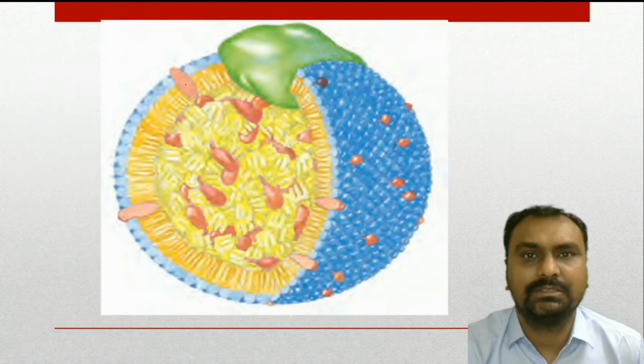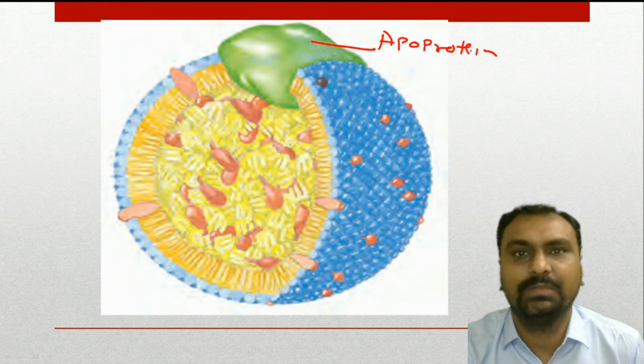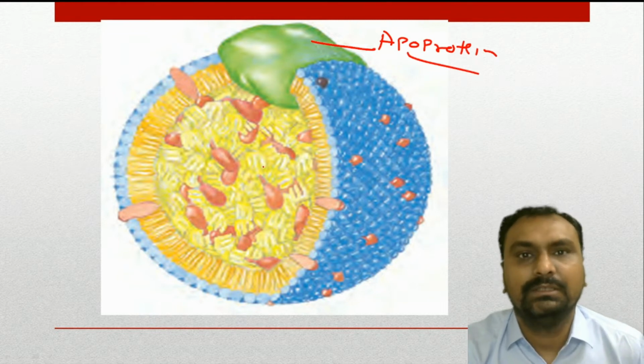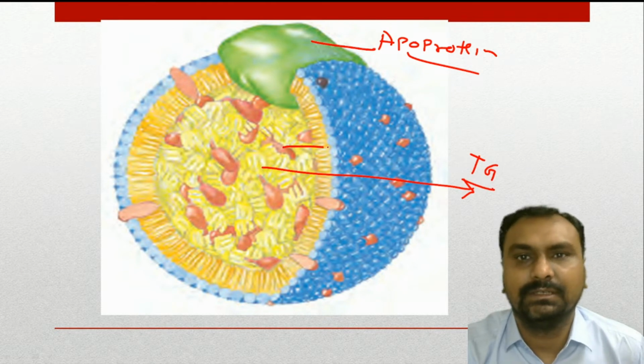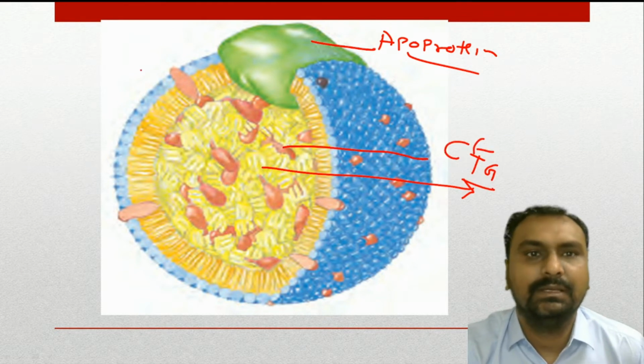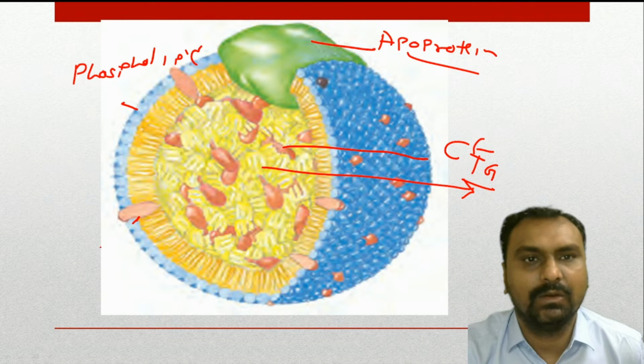Here is the structure of lipoprotein. You can see here, this is the apoprotein, that is the protein part of the lipoprotein. In the core, this is triglyceride. This is cholesterol esters. This is a phospholipid bilayer. This is a phospholipid. This is cholesterol, so in the outer shell, there is cholesterol.